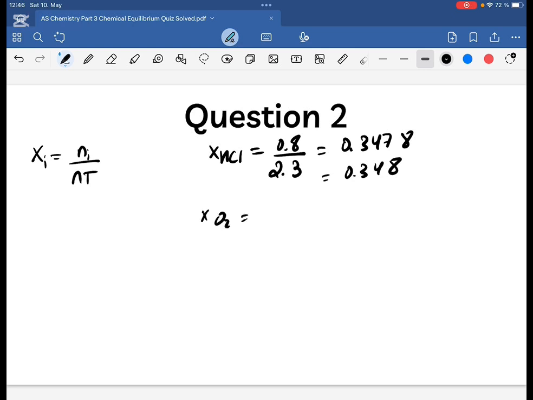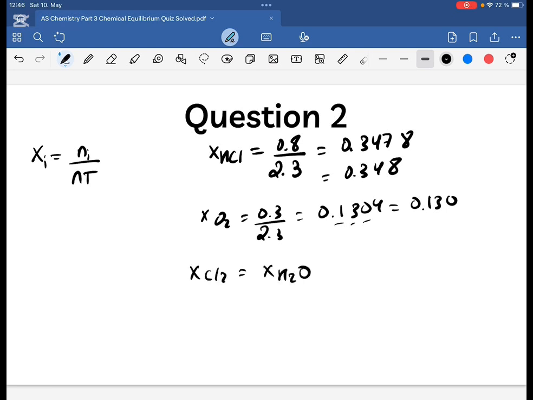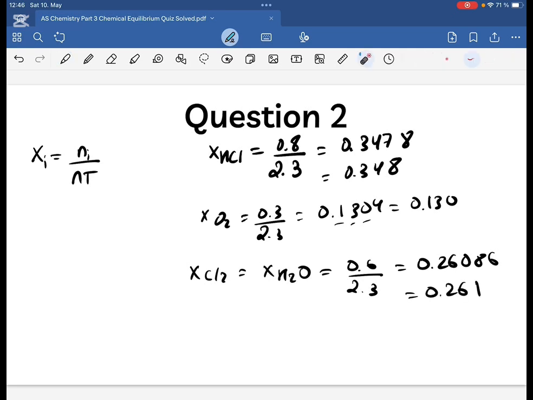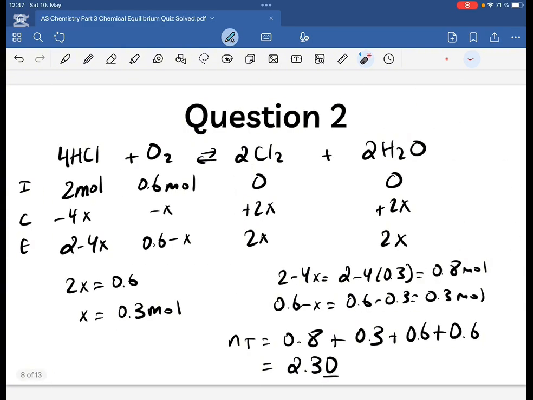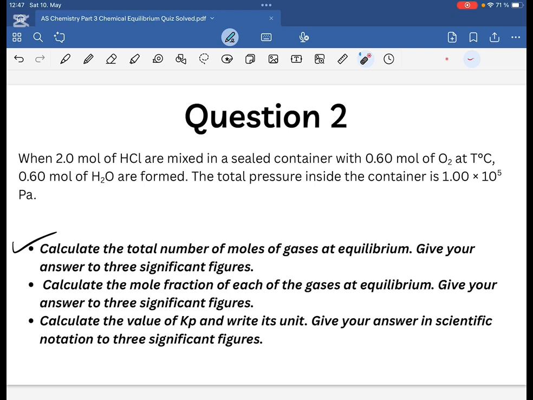The mole fraction for O2 is 0.3 divided by 2.3. It will be 0.1304, and we round it to 3 significant figures, so it's going to be 0.130. The mole fraction for Cl2 and for H2O is going to be the same. It's 0.6 divided by 2.3, and it's going to be equal to 0.26086, so it's going to be 0.261 to 3 significant figures. So we got the mole fraction for HCl, O2, H2O, and Cl2. So we finished this part.